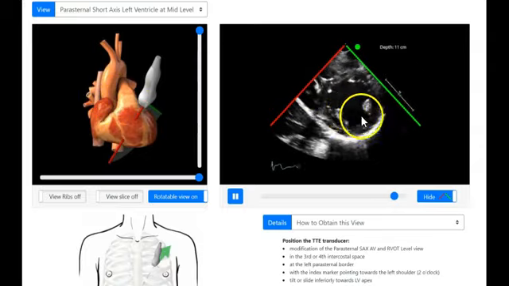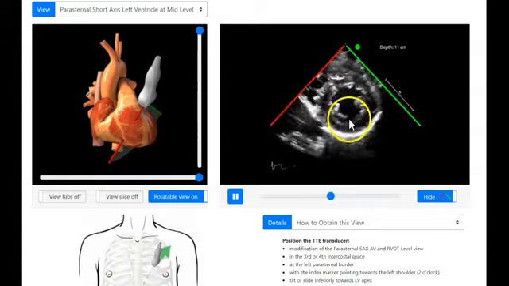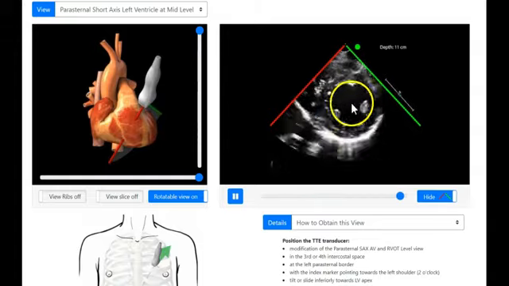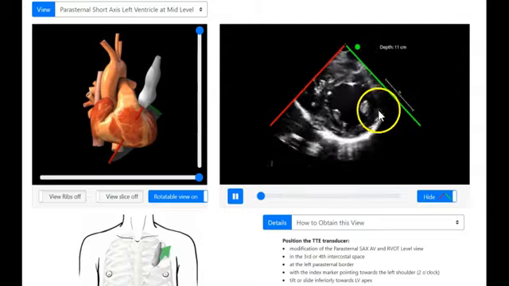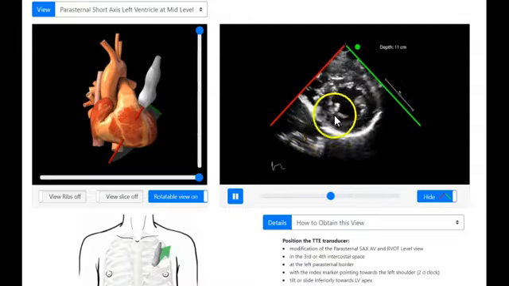So we're at the pap level. We've got the anterolateral and posteromedial paps here. This is the anterior and lateral, and this is the anterolateral wall over here, and this is the inferolateral wall.